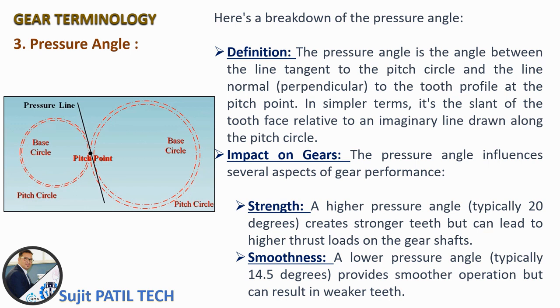Impact on gears. The pressure angle influences several aspects of gear performance. Strength. A higher pressure angle, typically 20 degrees, creates stronger teeth but can lead to higher thrust loads on the gear shafts. Smoothness. A lower pressure angle, typically 14.5 degrees, provides smoother operation but can result in weaker teeth.